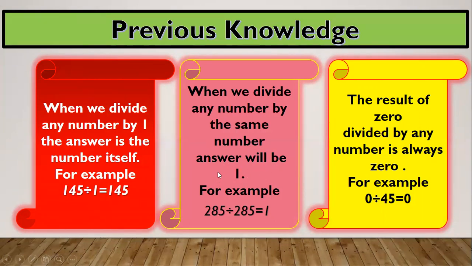And when we divide any number by the same number, answer will be 1. Means अगर हम किसी नंबर को उसी की तरह के सेम नंबर से डिवाइड करेंगे तो आंसर हमारे पास 1 आएगा. For example, 285 divided by 285 is equal to 1. And another point is the result of 0 divided by any number is always 0. मीन्स 0 को किसी भी नंबर से हम डिवाइड करेंगे तो आंसर में अगेन 0 ही आएगा. For example, 0 divided by 45 is equal to 0.